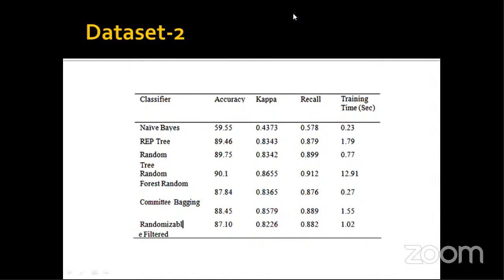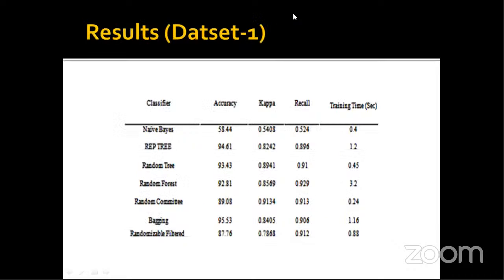So what we have done is we have divided the UNSW NB15 dataset into 2 datasets, where one is the smaller dataset and another one is the larger dataset. The larger dataset is about 150 MB in size, and the smaller dataset is about 66 MB.